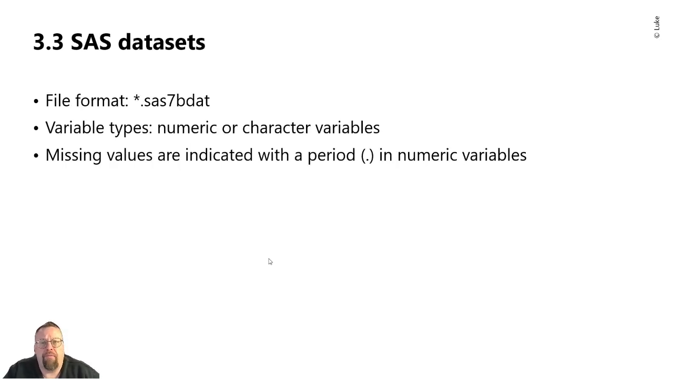I already mentioned in the previous section that the file format for SAS datasets is sas7bdat. So that's the file type extension part. And the variable types in SAS are either numeric or character. And when we talk about numeric variables, it's important to notice that missing values are indicated with a period. So, for example, in a SAS program, if you set some value to missing, you give this period as the value in your SAS code.